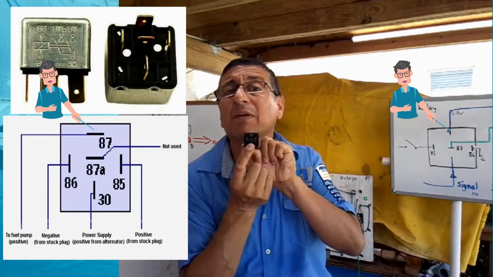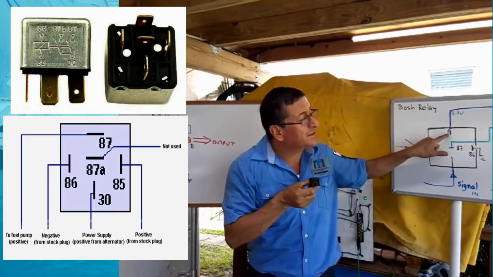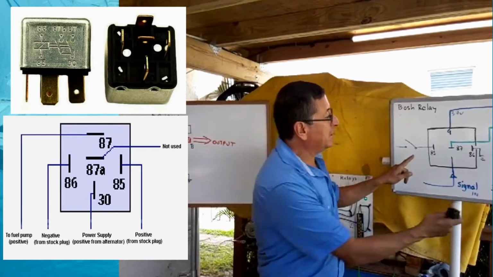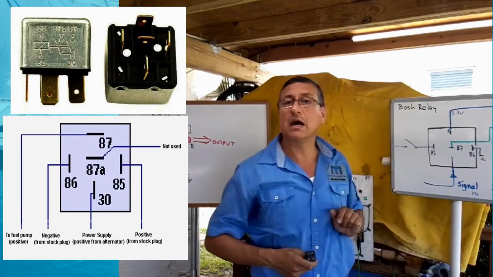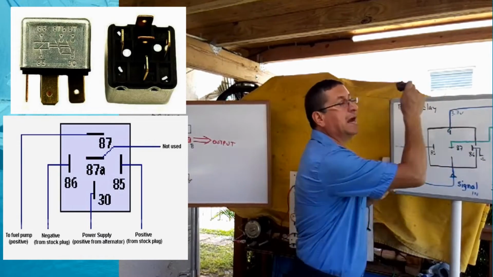In between this terminal and this terminal on top, the connection is normally open. When I don't have power in between 85 and 86, those terminals are open. When I power it, those terminals close and the light is on.